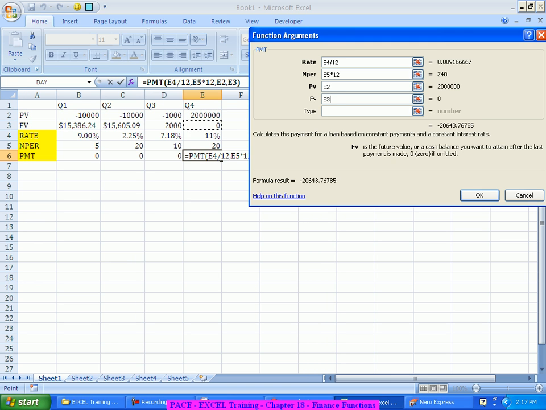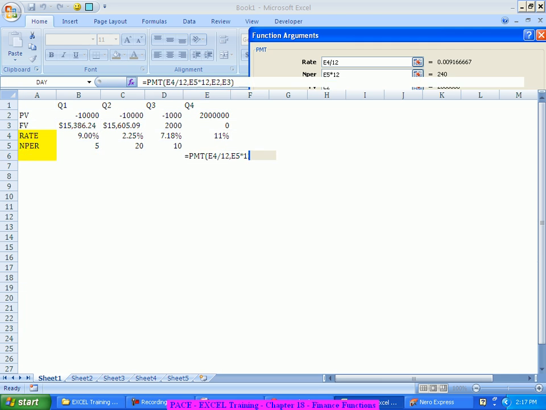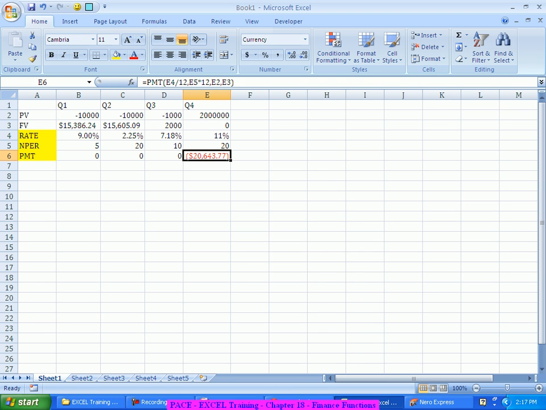The FV is how much I will pay in lump sum after 20 years. There is nothing. So here it is saying your EMI amount is 20,643. You have to pay 20,643.77 every month to pay off your 20 lakhs loan for a 20-year period.